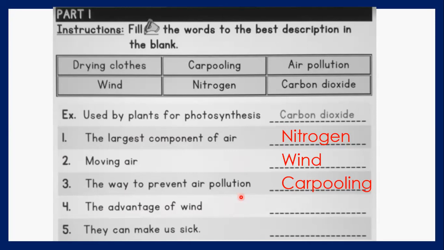Number four. What is the advantage of wind? What is the good point of wind? Drying clothes. And number five, they can make us sick. Which vocabulary is it? The answer is air pollution. Everybody write the answers down in your book now.